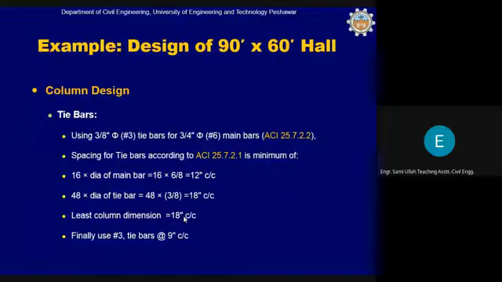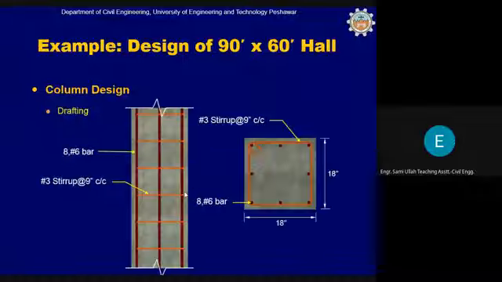This will be the drafting of the column. 8 number 6 bars, you can see them here. Then you can also see number 3 stirrups at the rate of 9 inch center to center. This is the cross-sectional elevation, and this is the plan cross-section of the column.